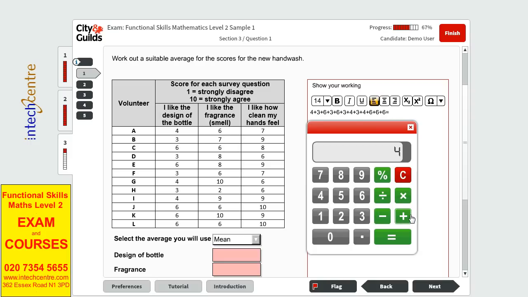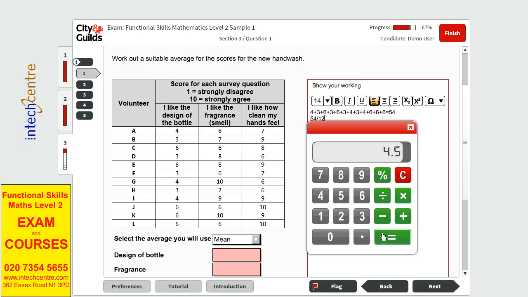So we have 4 plus 3, plus 9, 6 plus 3, 9, plus another 9, plus 4 plus 3, 7, plus 10, 4 with 6, 10, plus 6 plus 6, 12. So we have a 54 here. 54 divided by, we have 2, 4, 6, 8, 10, 12 numbers. So 54 divided by 12.